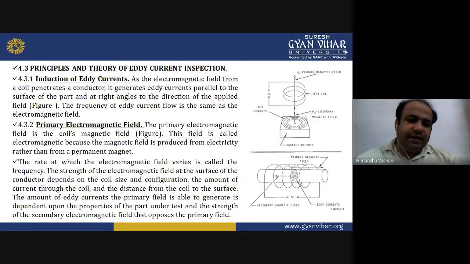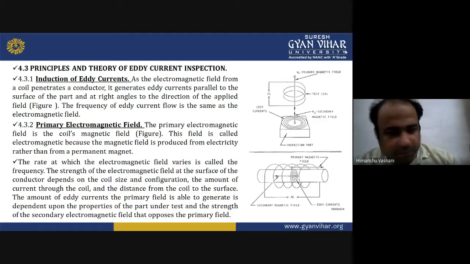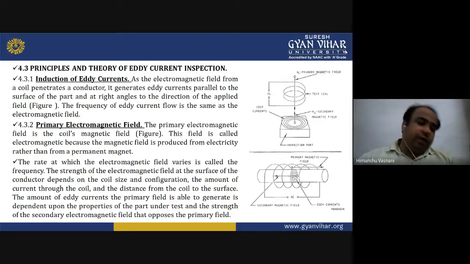The amount of eddy current the primary field is able to generate is dependent upon the properties of the part under test, that is the workpiece, and the strength of the secondary electromagnetic field that opposes the primary field. So these factors need to be considered.